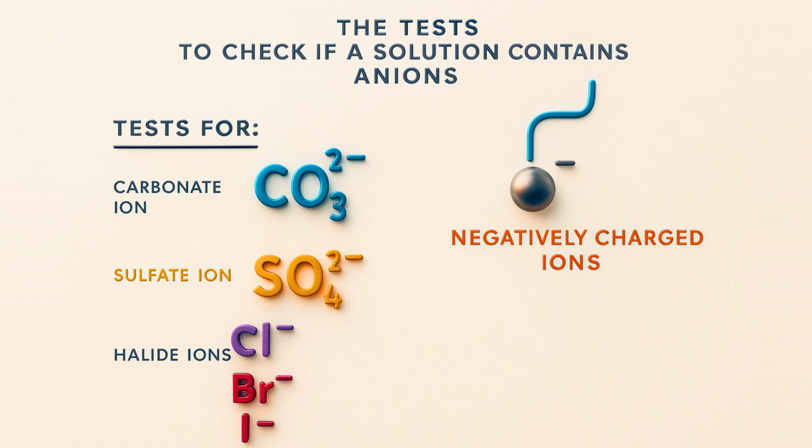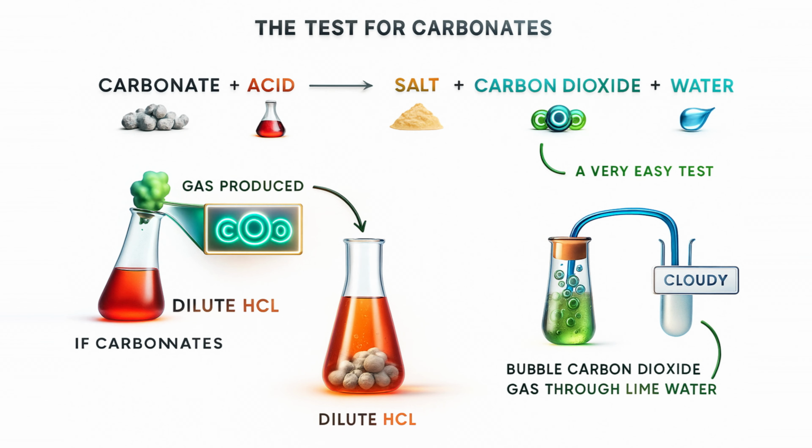We begin with the test for carbonates. This test is based on a fundamental chemical principle. When carbonates react with acids, they produce a salt, carbon dioxide gas, and water. Although the release of gas alone is not enough to confirm the presence of carbonates, we can utilize a well-known method to test for the gas produced.